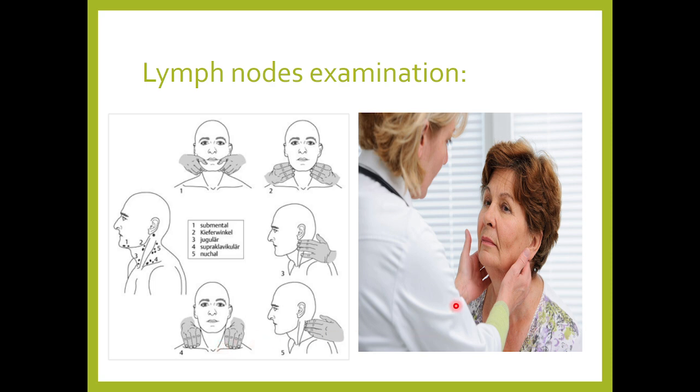And here, as we see, we are facing the patient. We start from here: the submental group, submandibular, pre-auricular, post-auricular, and then along the jugular group. And then the last thing is the two supraclavicular lymph nodes, the right and the left.